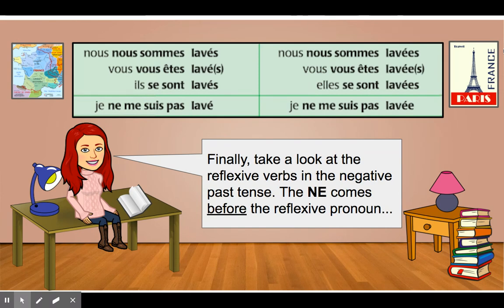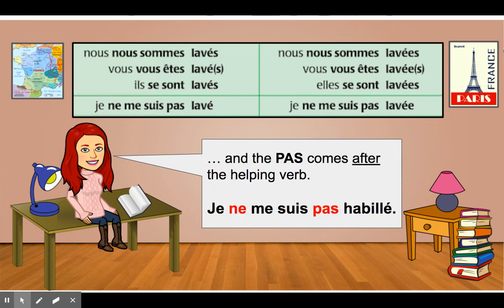Finally, take a look at the reflexive verbs in the negative past tense. The ne comes before the reflexive pronoun, right? Je ne me suis pas lavé. And the pas comes after the helping verb. Je ne me suis pas habillé.